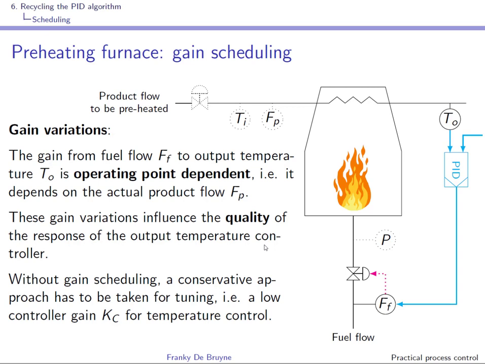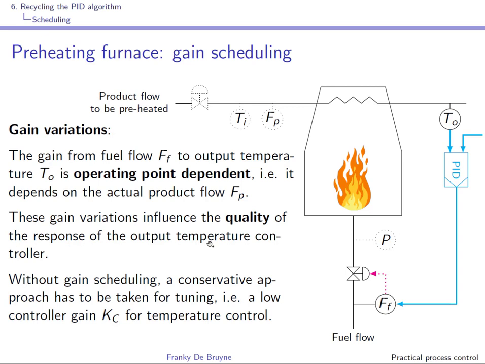So in summary, we have seen that the gain from product flow to output temperature is operating point dependent, and if you tune the controller aggressively at a point where the product flow is high, this could lead to problems when the product flow is low, and this will influence the quality of the response of the output temperature controller. The solution is to implement gain scheduling to adapt the controller gain, right?